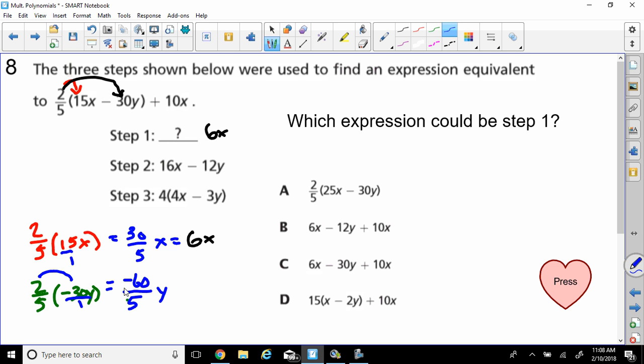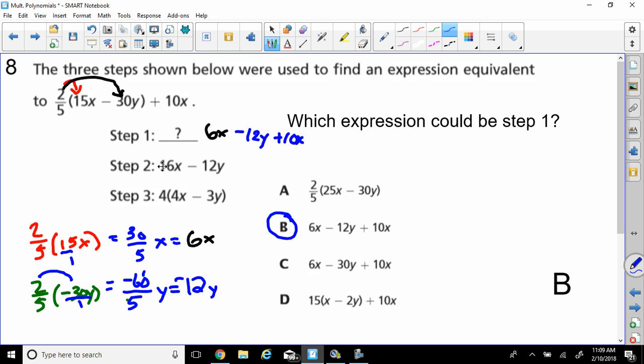Let's see. 5 goes in the 6 one time. And don't forget it's negative. And you get a remainder of 1. 5 goes into 10 two times. And don't forget the y. So we get a negative 12, or a minus 12, and that's with a y. And then we have plus 10x there on the end. And if I look at my answer choices, I would go with this choice here as my answer. So my answer choice would be choice B. There we go.